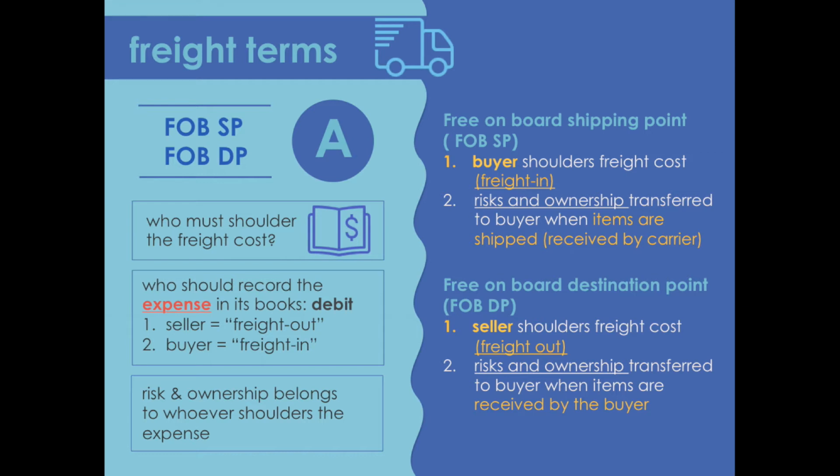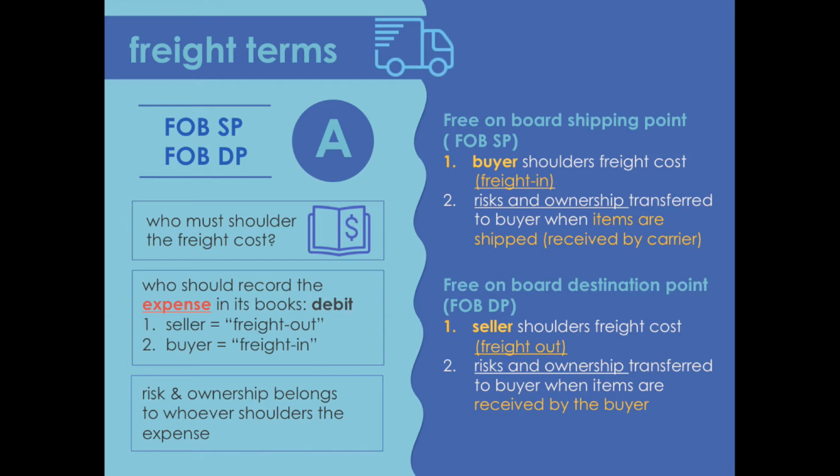Free on board destination point, or FOB DP, is the opposite. The buyer is free of responsibility while the goods are on board the shipper. Here, the seller shoulders the freight cost, and any risks and ownership are only transferred to the buyer once it reaches the destination point or once received by the buyer.